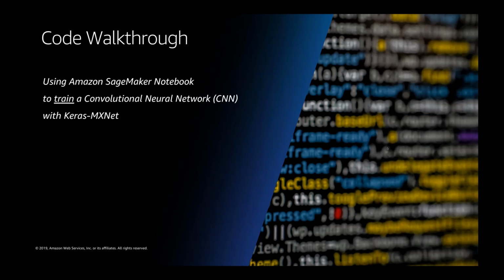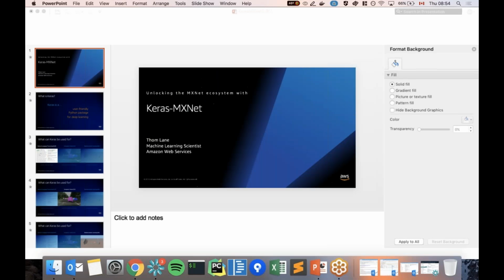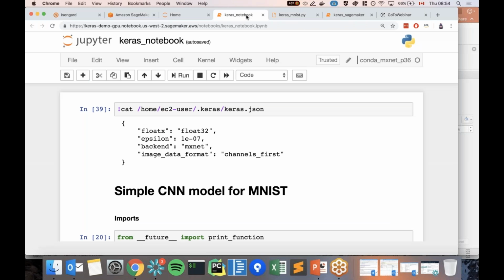So let's just have a quick code walkthrough of doing this on a SageMaker notebook. We're going to run Keras-MXNet code to train a convolutional neural network, just on a really simple case. I'm just going to escape the presentation for a second. Okay, so we've moved across to, and this is a SageMaker notebook.